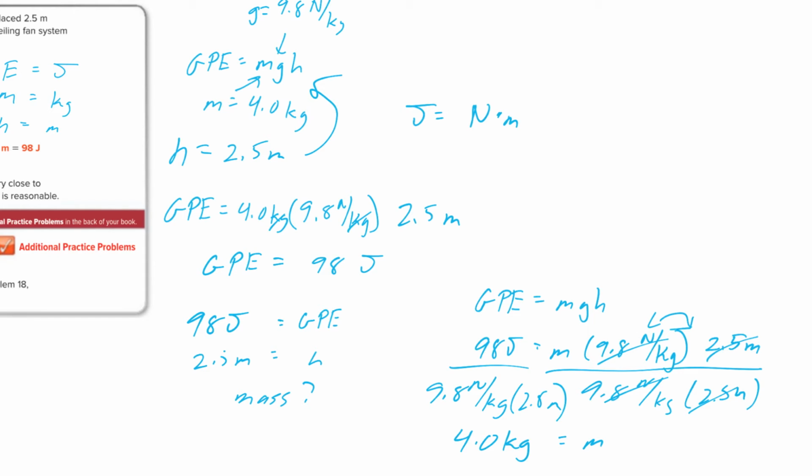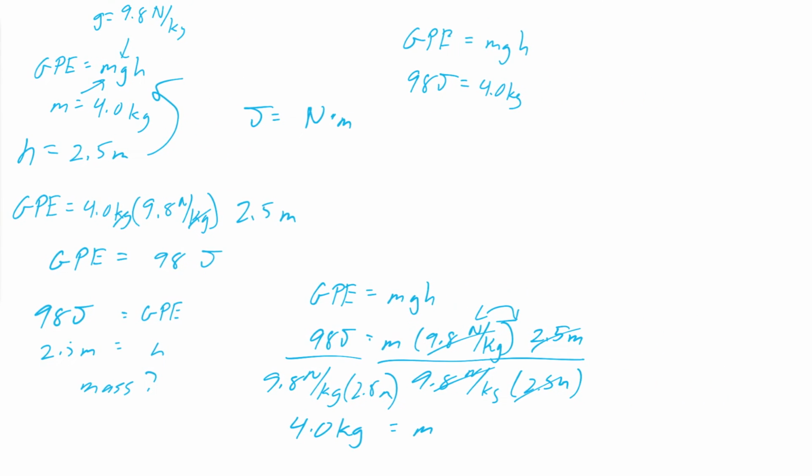And finally, the last situation might be that they give you the GPE and the mass, and you got to figure out the height. So you just do it the same sort of way. So you'd say GPE equals mgh, and let's assume they gave us the same numbers. So we'll say the GPE is 98 joules. Say the mass is 4 kilograms. G is again 9.8 newtons per kilogram. And then height you don't know.